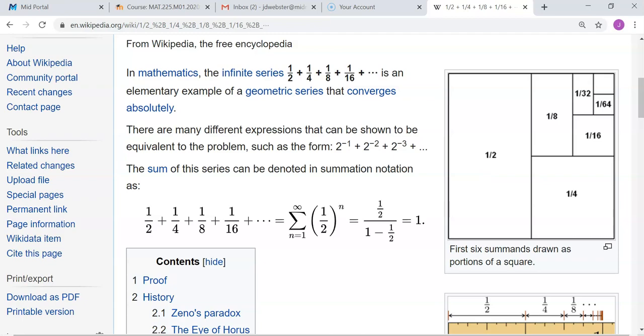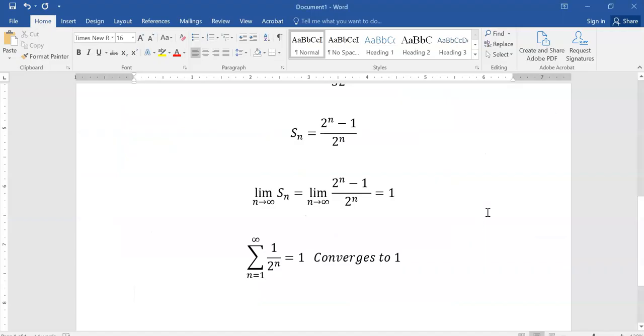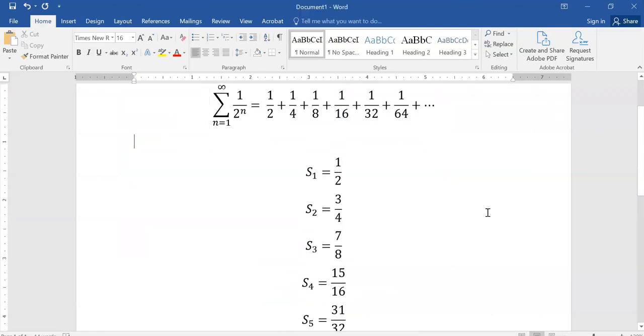So that's kind of an interesting situation in this case. This is the way to prove it mathematically. The other way is kind of just a neat visualization. All right.